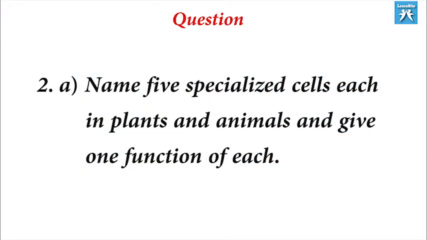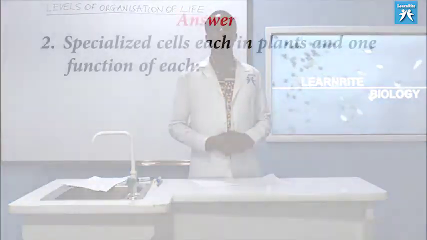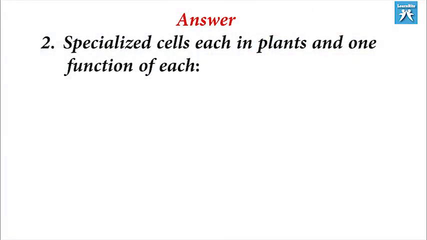Name 5 specialized cells each in plants and animals and give one function of each. So, shall we take plants first? Specialized cells.